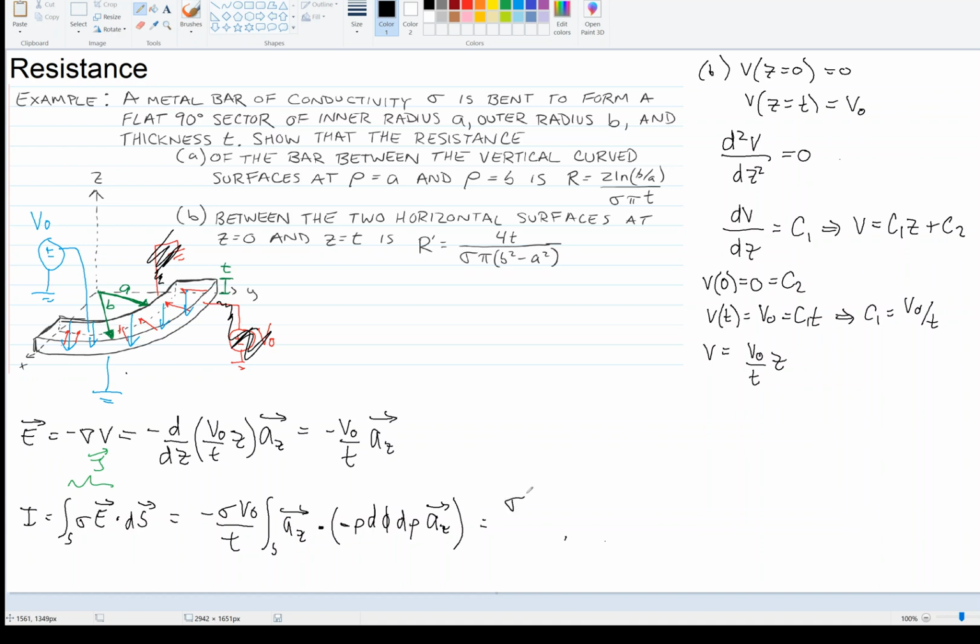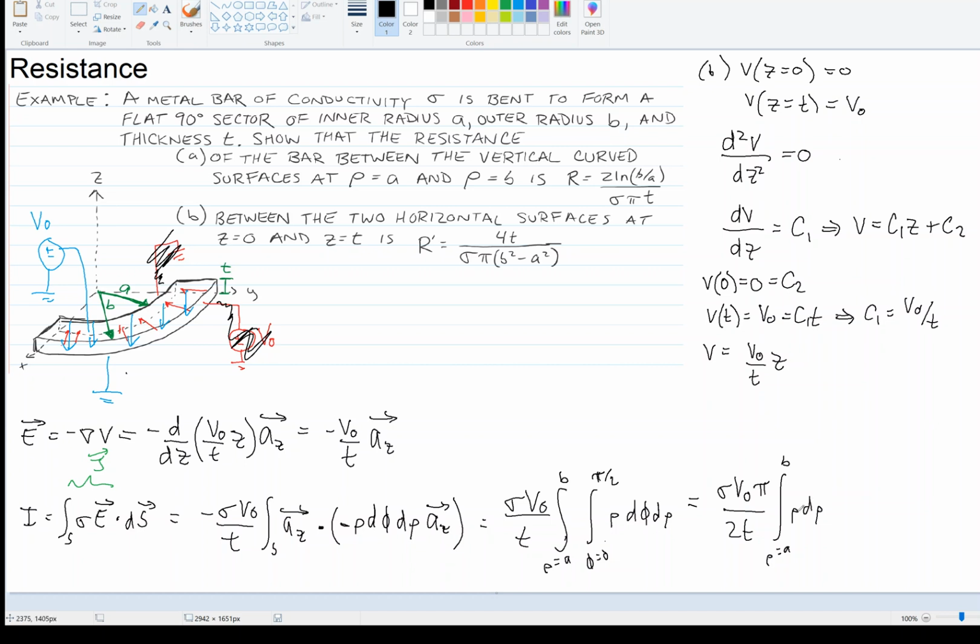So this becomes sigma V0 over t. Rho goes from A to B, or from B to A. You'll just get a negative. Phi goes from 0 to pi over 2 over our material. And then we've got rho d phi d rho. Okay, so when I integrate over phi, this thing does not depend on phi, so this is just pi over 2. So this becomes sigma V0 pi over 2t times the integral of rho d rho with rho going from A to B.